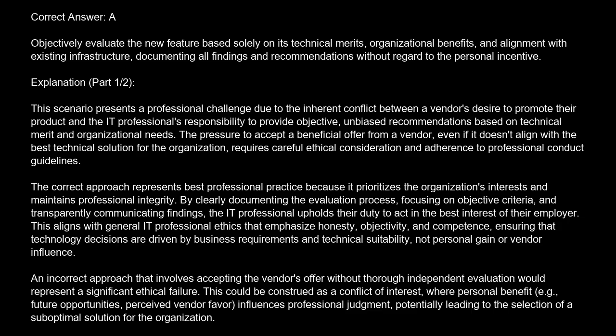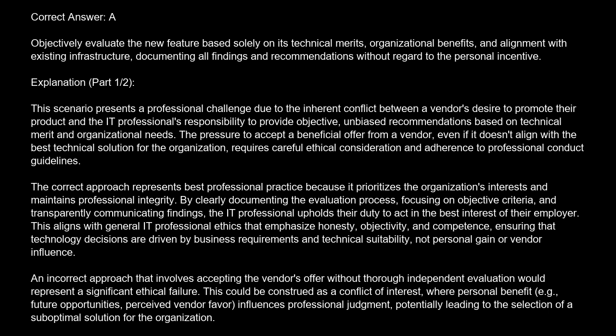The correct answer is A. Objectively evaluate the new feature based solely on its technical merits, organizational benefits, and alignment with existing infrastructure, documenting all findings and recommendations without regard to the personal incentive. Explanation. This scenario presents a professional challenge due to the inherent conflict between a vendor's desire to promote their product and the IT professional's responsibility to provide objective, unbiased recommendations based on technical merit and organizational needs.